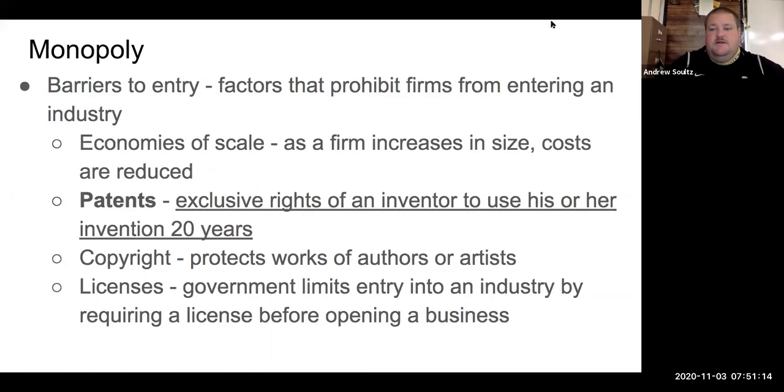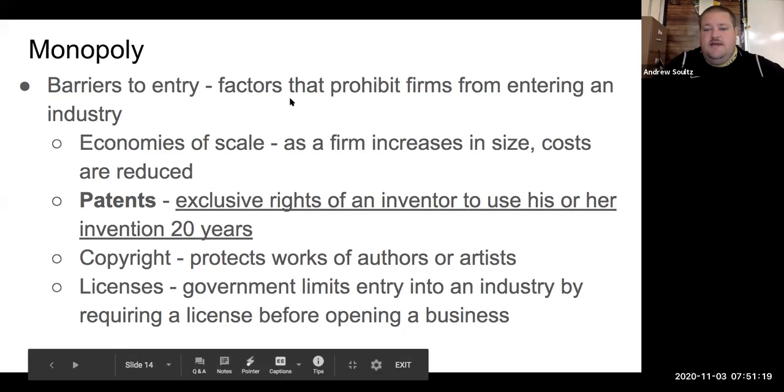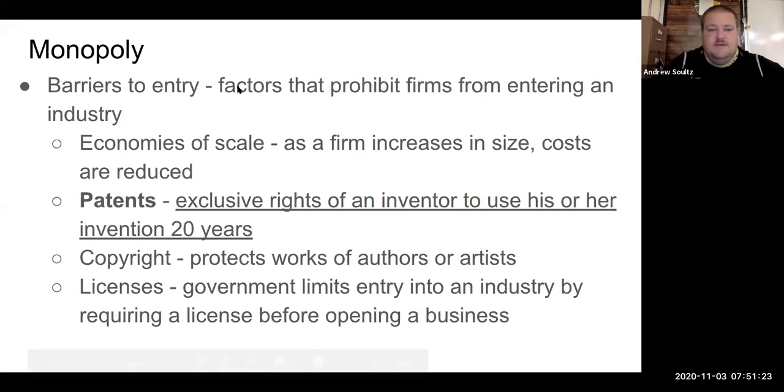And with monopolies, there are very high barriers to entry. And what that means is if you are going to enter that market, it's going to be extremely difficult because you are battling against a giant. And so there are high barriers to entry in a monopoly. And we're talking about factors that prohibit firms from entering an industry. And one reason why it's difficult to enter a market that is controlled by a monopoly is because of economies of scale. And so as a firm increases in size, its costs are reduced.